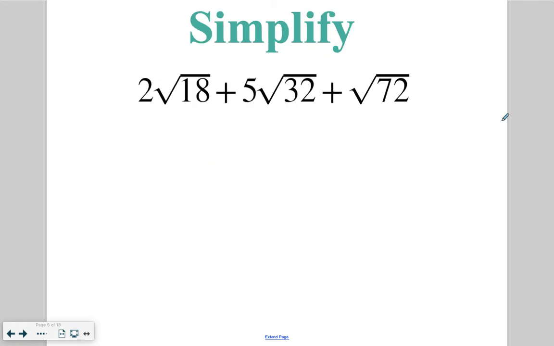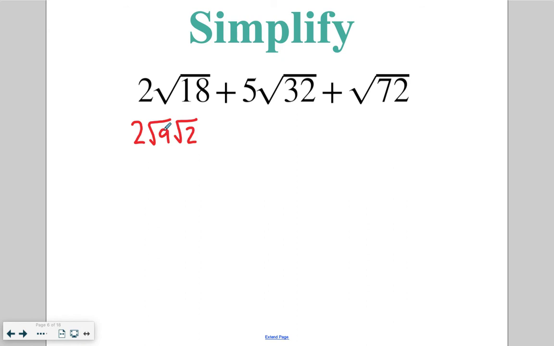Now, this one, I've got 2 square roots of 18 plus 5 square roots of 32 plus square root of 72. Initially, it might look like we can't simplify these. But when I look at the square root of 18, I have to think back and say, is this square root simplified? We know it's not because I can take out a perfect square. So this is going to get split up into 2 times the square root of 9 times the square root of 2. Now, in order to be able to add or subtract, we want to have matching square roots.